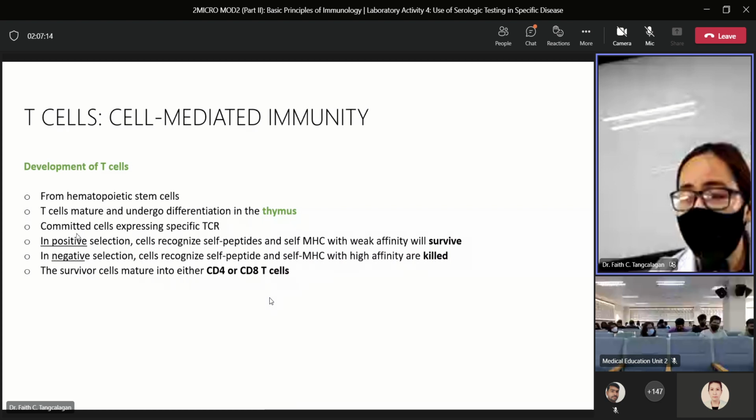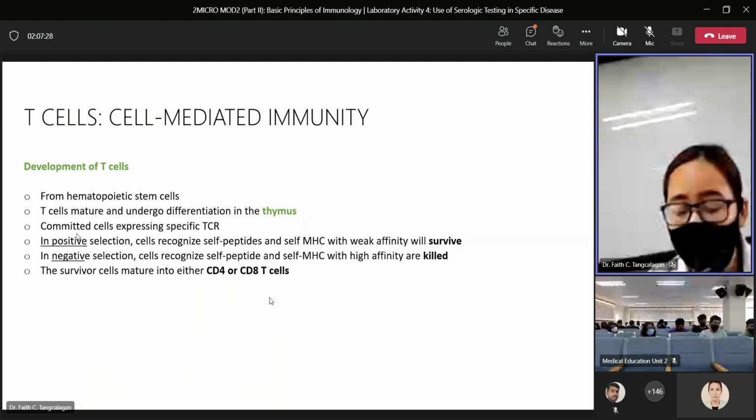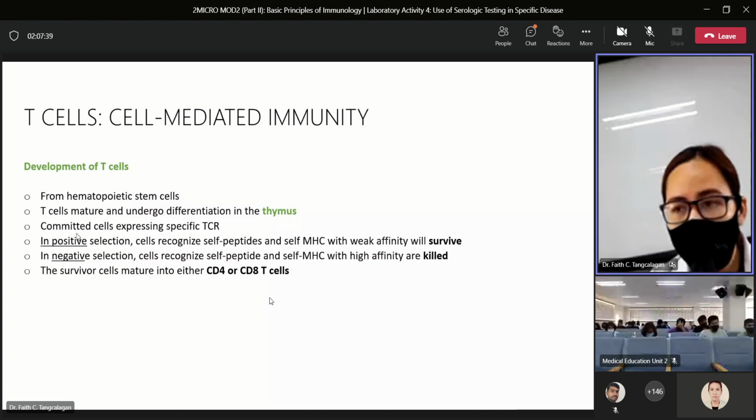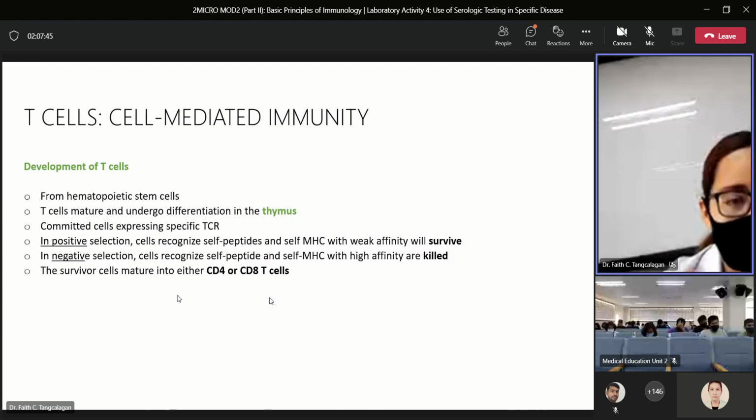If they see that you have a higher affinity to kill the self cells, then you should be eliminated, no? So that's the function of your thymus, no? They undergo differentiation, maturity. Once they mature, they differentiate into either CD4 or CD8 cells. Once these cells determine that they are not going to kill the self cells, okay? This is the process of cell maturity, and then how they undergo differentiation into CD4, CD8 cells.